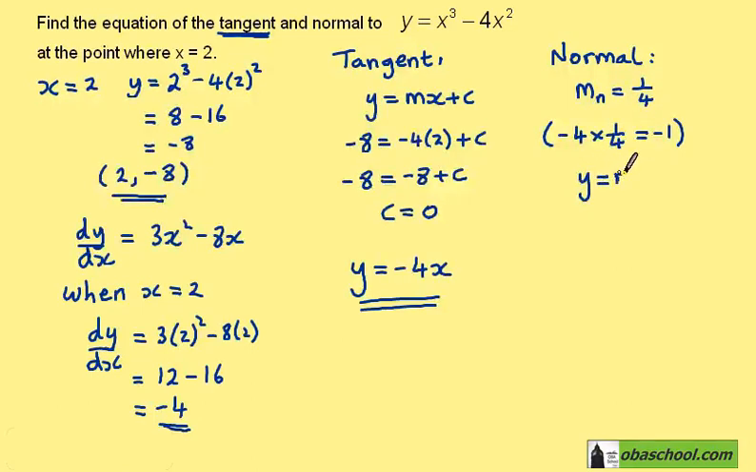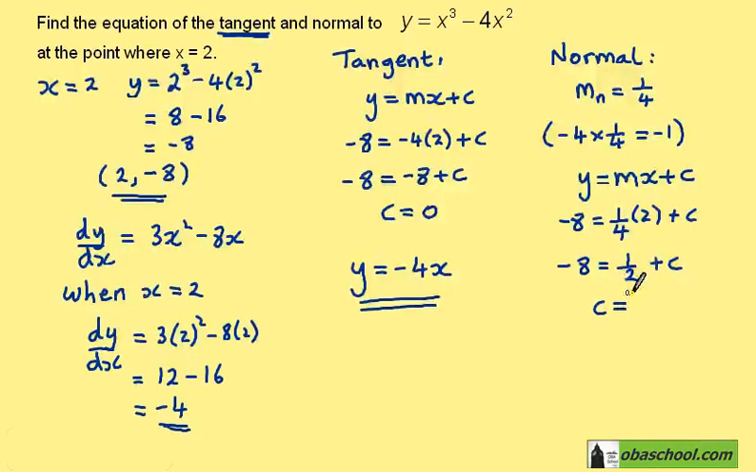We can now use y equals mx plus c, since the normal is a straight line. It's at the same point, so we use the same coordinates, and the gradient is a quarter. So the x is 2, and once again this enables us to work out c. So minus 8 is equal to a half plus c.